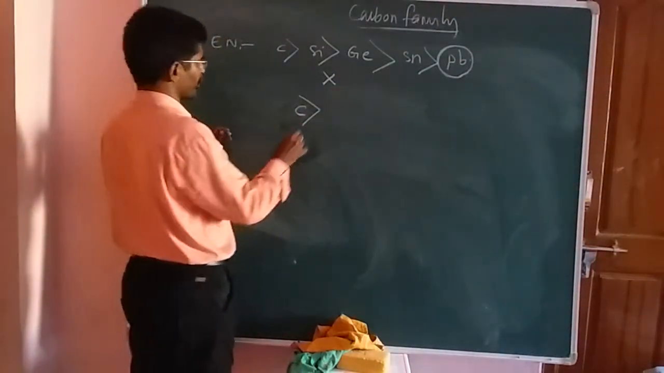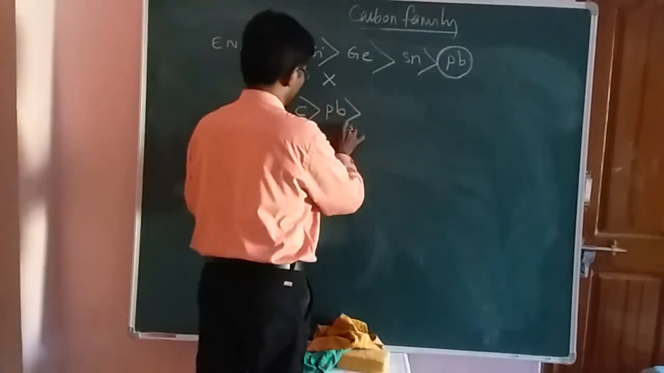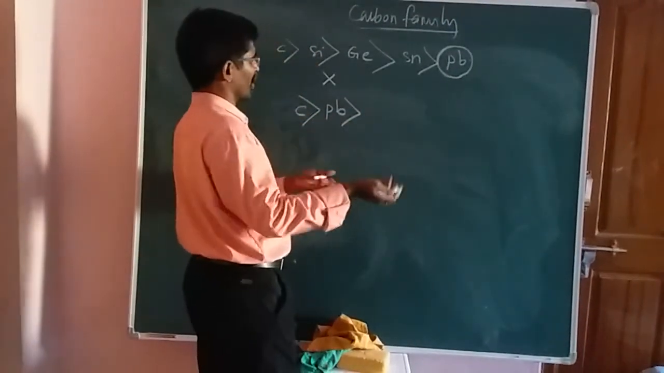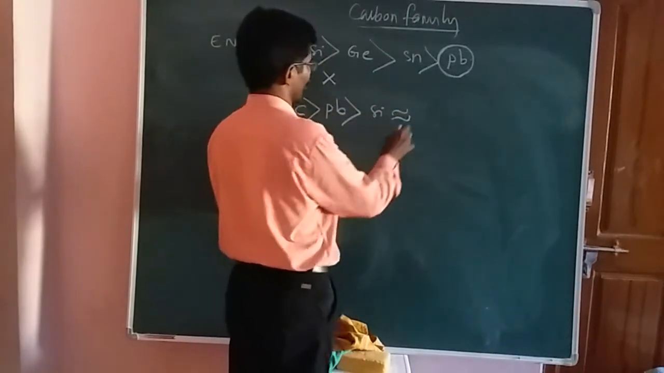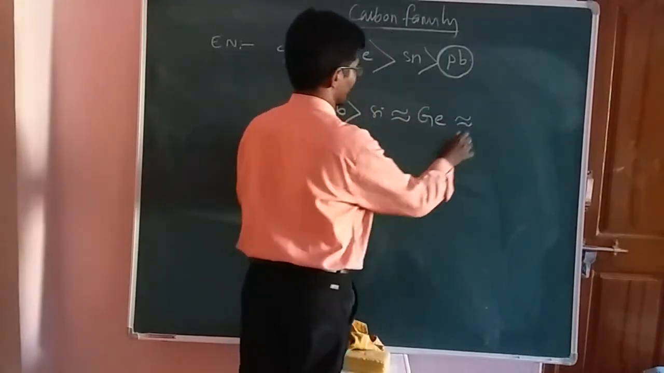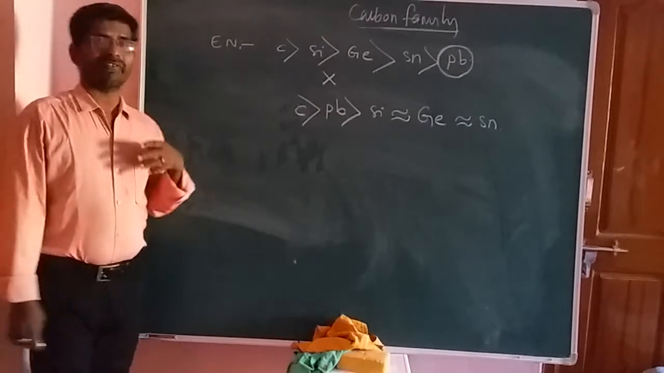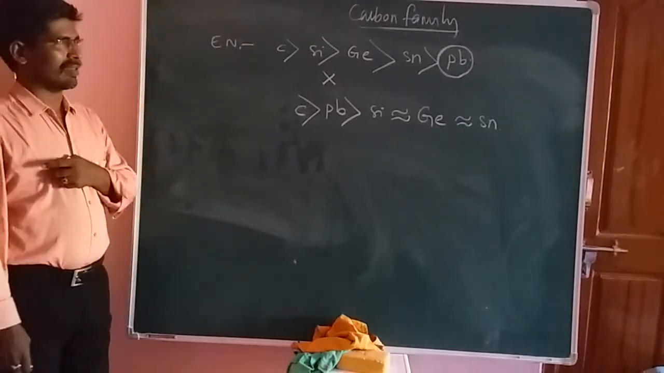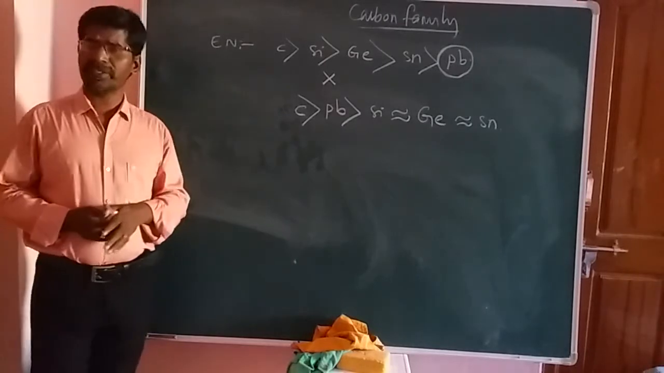Carbon, after that, the next one is lead. Then the remaining all are having the same electronegativity character: silicon, which is approximately equal to that of germanium, which is also approximately equal to that of tin. So this is the electronegativity order of those elements. Once again, students, this is the electronegativity character.